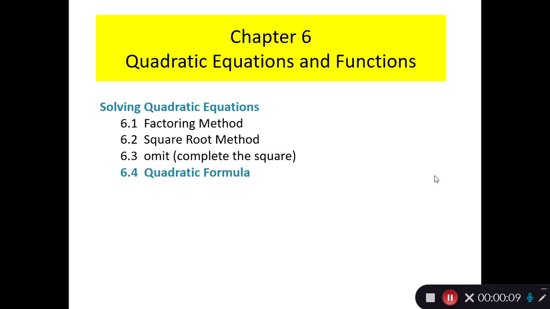Chapter 6, Quadratic Equations and Functions. Solving Quadratic Equations. Chapter Section 6.4, Solving Quadratic Equations Using the Quadratic Formula.